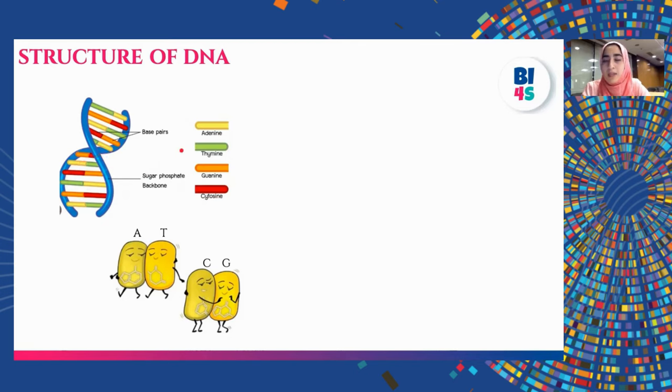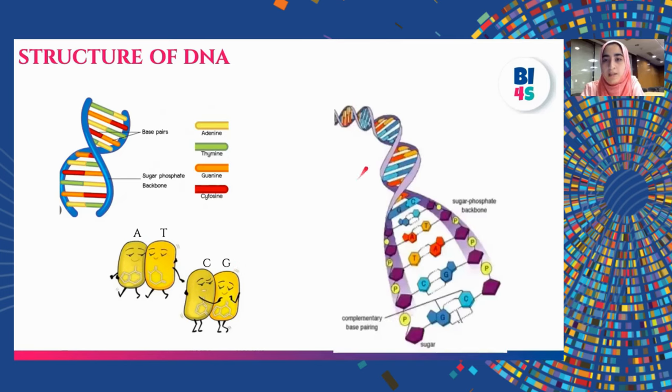And this pairing is very specific. Adenine always pairs with thymine and cytosine will always pair with guanine. There is no case where cytosine will pair with adenine or cytosine will pair with thymine. A will always pair with T and C will always pair with G. And this specific pairing results in the final double helical structure of the DNA.